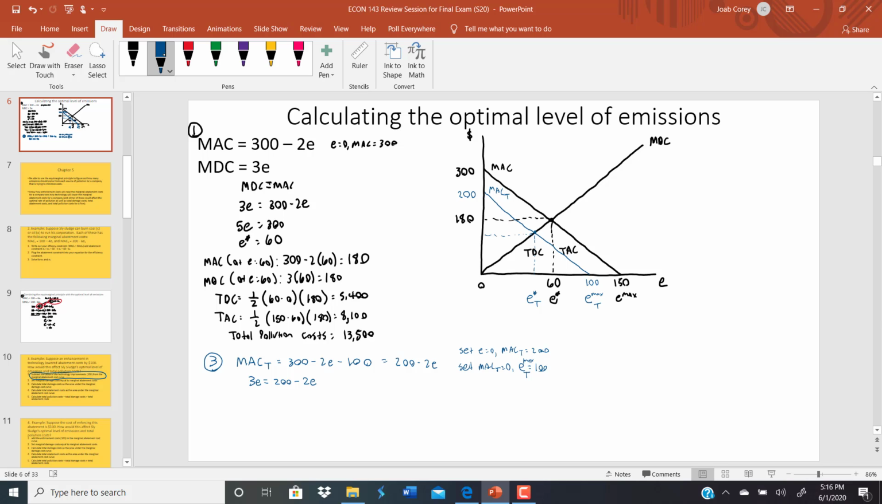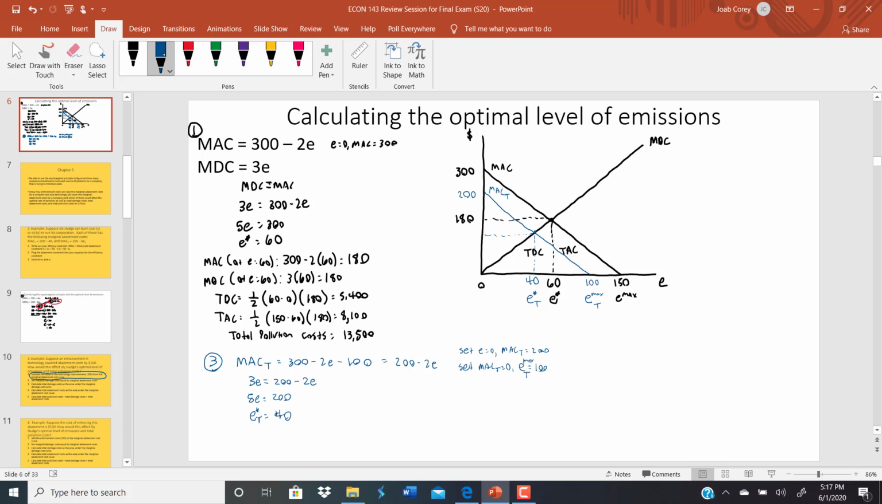Again, we add the 2e over to the other side, so we got 5e is equal to 200. So we know that E star sub t is going to be equal to 40. So 40 is what we got over here. Now all we got to do is plug that 40 into either or both equations, and you should be able to get the same number that represents the cost at that number of emissions.